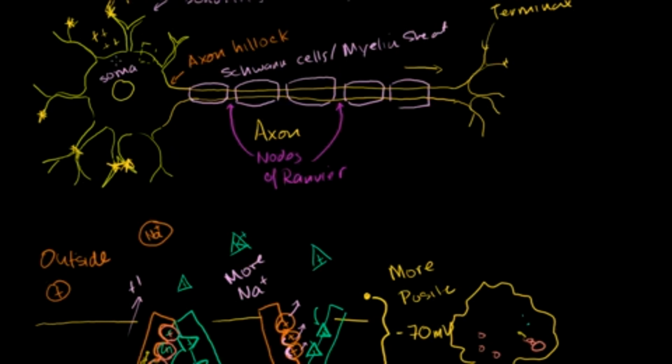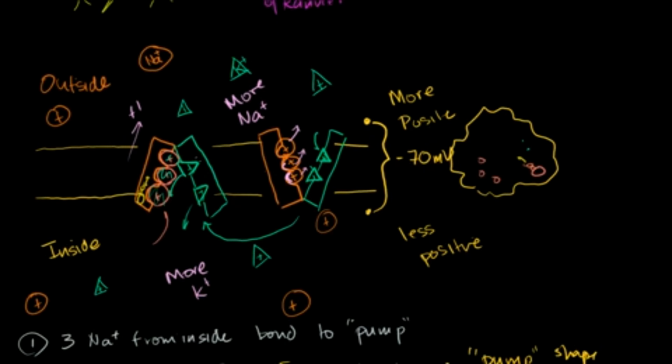Now, there might be one last question. You might say, gee, if this kept happening, if we just kept adding charge out here, our voltage difference would get really negative. This would be much more negative than the outside. Why does it stabilize at minus 70?